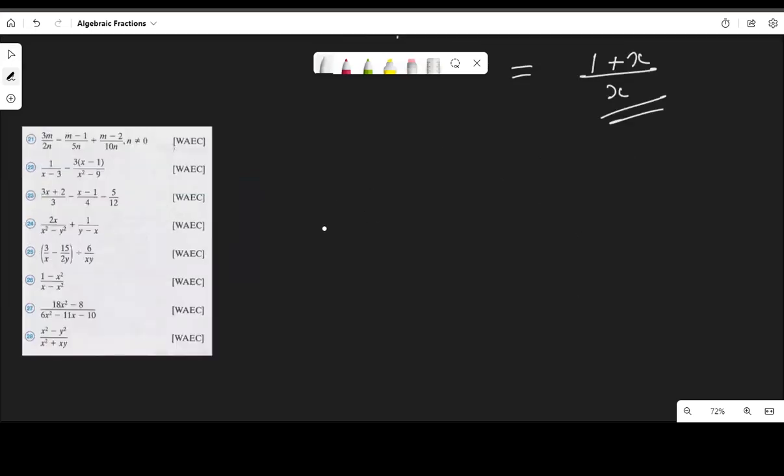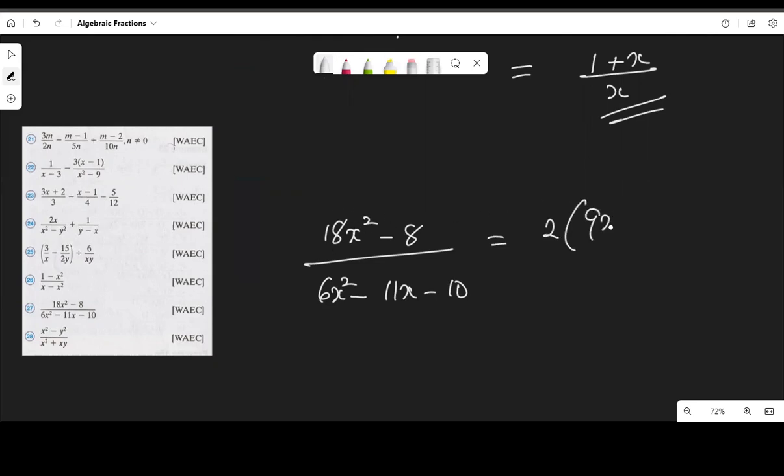7. We have 18s squared minus 8 all over 6s squared minus 11s minus 10. In the numerator, 2 is common. So let's factor that out first. 2 here will give me 9s squared and 2 here will give me 4 all over. This is quadratic.